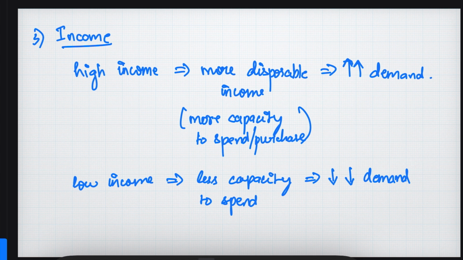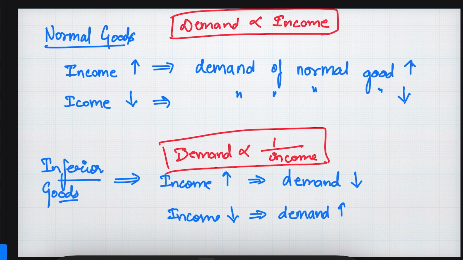How income influences the demand of a good. If you have high income, you have more disposable income, that is, you have more capacity to spend or purchase, therefore you have more demand. However, if you have less income, you would have less capacity to spend and the demand for goods would reduce. Now in this income part, we have normal goods and inferior goods.